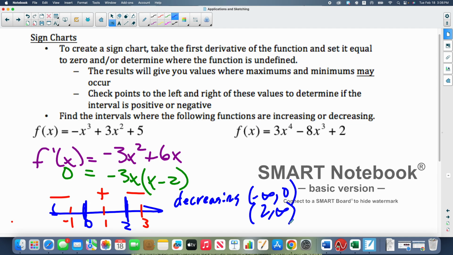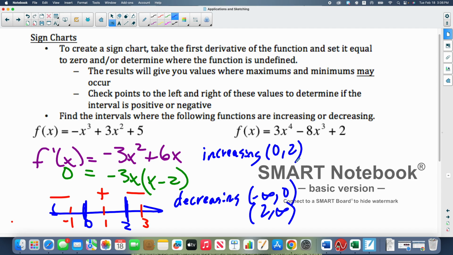Okay? Where is it increasing? From 0 to 2, right there in the middle. It's positive slope, so it's increasing. So from 0 to 2.